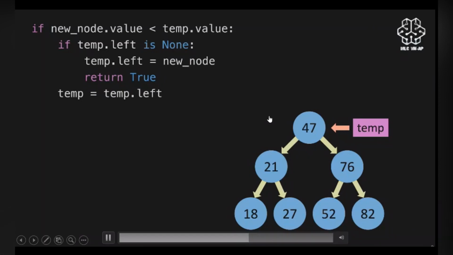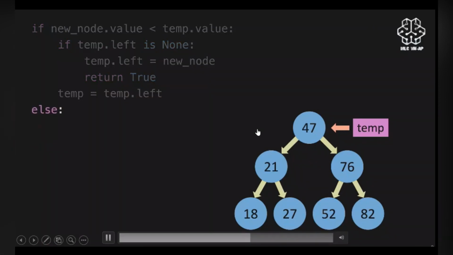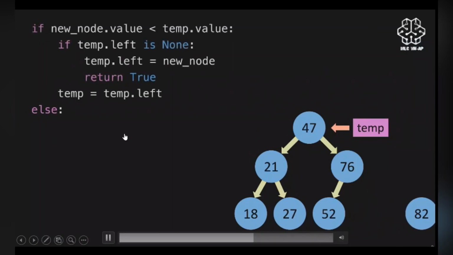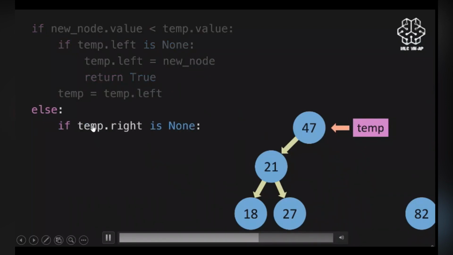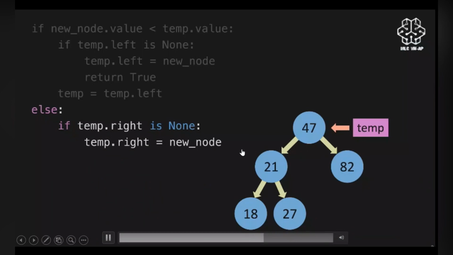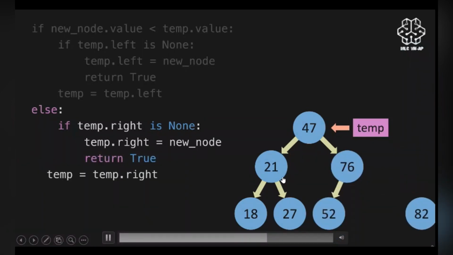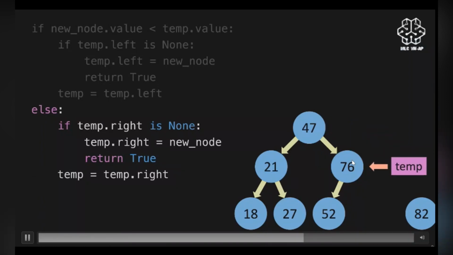Let's continue. So this would be the case if the new node value was lesser than the temp value, and otherwise we'll carry out the same code lines on the right side of our binary search tree. If temp.right is none, temp.right equal to new node, return true, and otherwise temp equal to temp.right. Let's take a look at the visual one more time so that you'll get an idea.